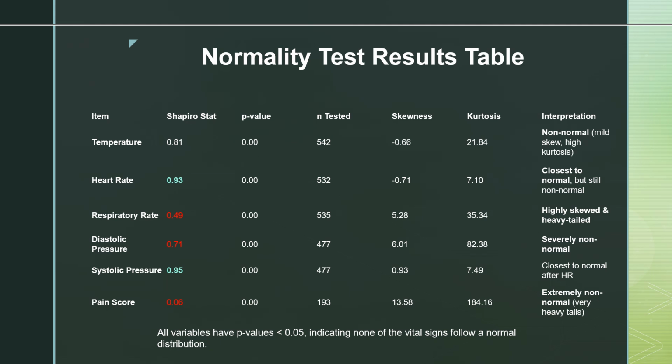Respiratory rate, diastolic pressure, and especially pain score show very high skewness and kurtosis, indicating heavily tailed distributions and extreme values. Because of the lack of normality, I used non-parametric methods such as the Mann-Whitney U-test, and I imputed the missing values using medians instead of means. The pain scores are not very consistent and are not recorded for all the patients. Hence, I removed pain score from further analysis.